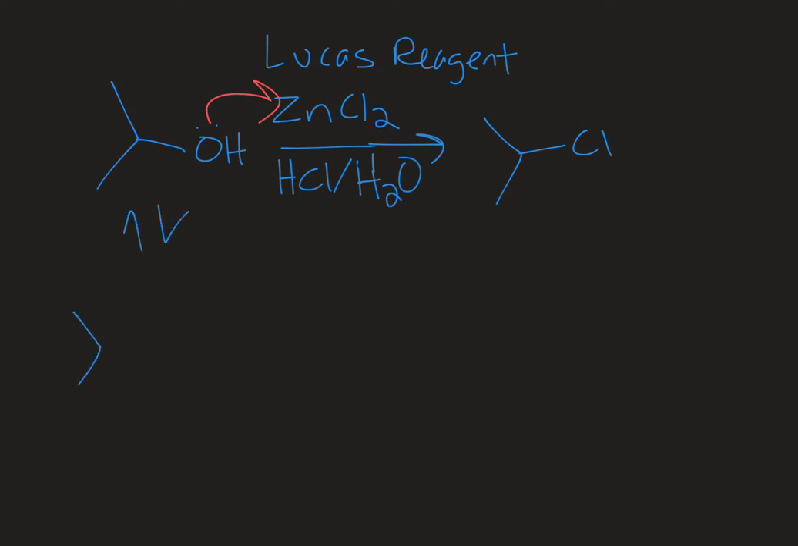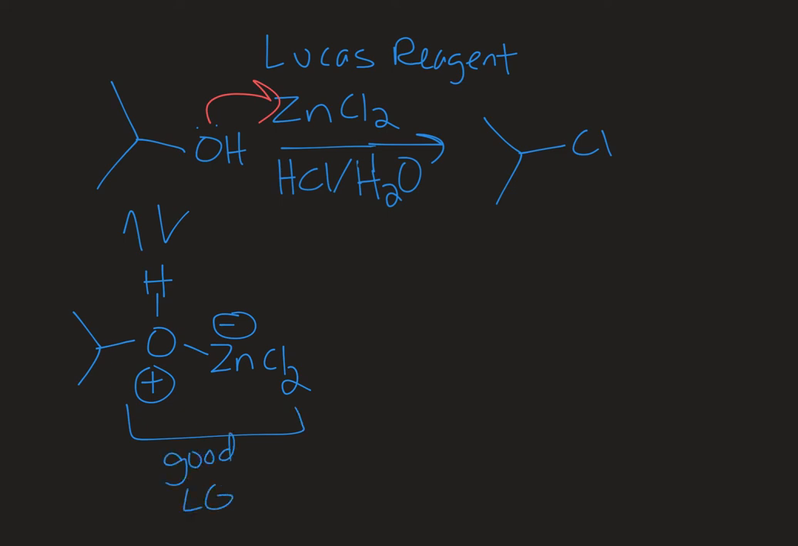So then down here, I've got the oxygen. It's going to have a positive charge now because it's got 3 bonds. The zinc is going to be negatively charged now. So you have what's called a Lewis acid base complex. But this whole thing is a really good leaving group. And when we go through an SN1 type reaction, the rate is dependent on the leaving group leaving. So this whole complex is going to leave and generate our electrophile.